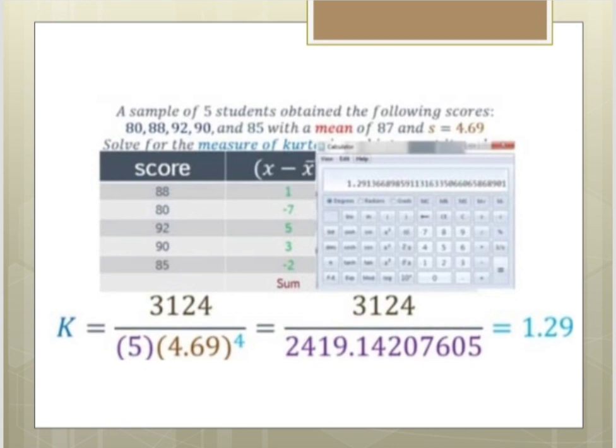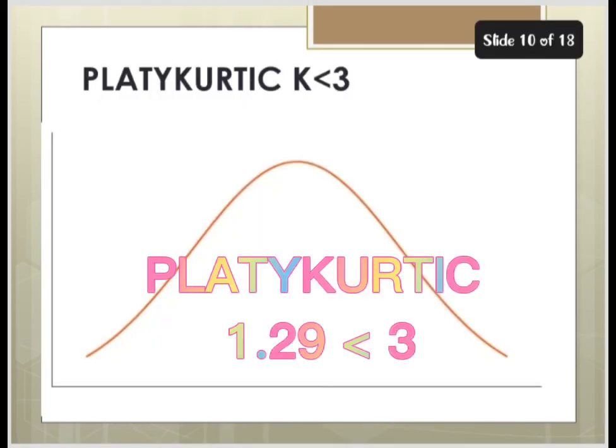Okay, so let's go back to the types of distribution or kurtosis. The answer earlier was 1.29. Because the answer 1.29 is less than 3, the final answer is platykurtic, since a platykurtic distribution is one where the value of K is less than 3.